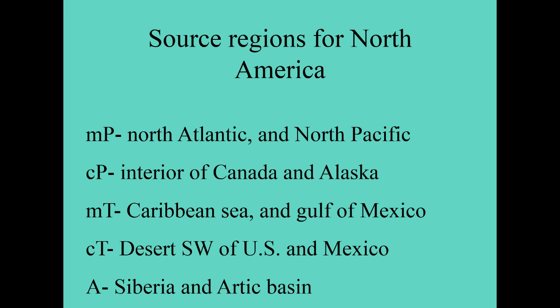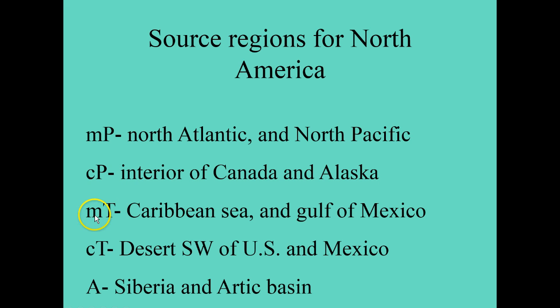So in North America, which is of course the United States, Canada, and part of Mexico, here are some source regions for those particular air masses. Remember, little m means maritime, and P means polar. Maritime polar, which is a moist, cold air mass, can form over the North Atlantic or North Pacific. Continental polar, CP, is going to be over land and from a cold area. The interior of Canada, which means the middle of Canada, and Alaska can produce those air masses.